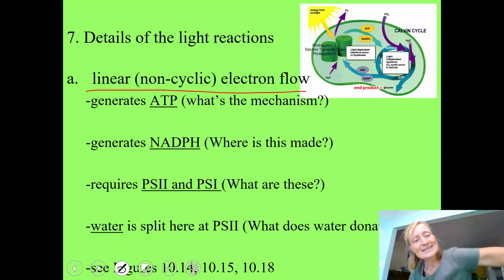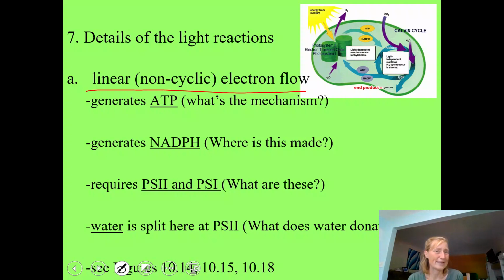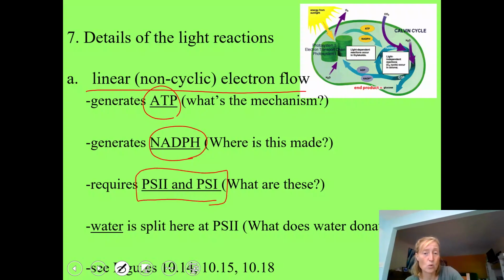Sorry about that. So we're going to take a look on the whiteboard at the details of the light reactions. What we're going to see is that in linear light reactions, we're going to make ATP and NADPH. We're going to need the photosystems 1 and 2, and we're going to use water. Let's draw that out in a whiteboard drawing. We'll see you soon.